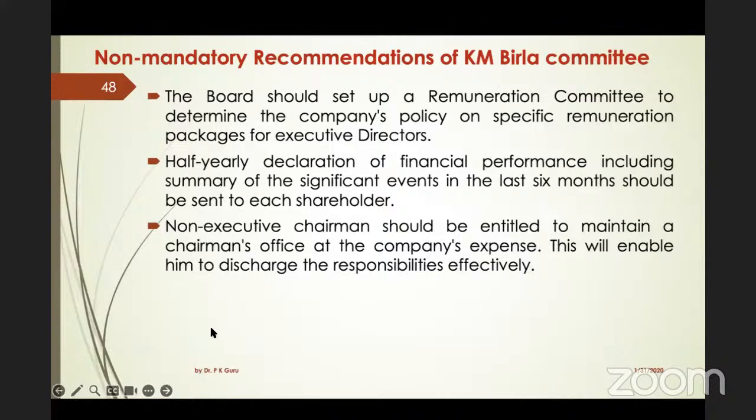You know why these rules are there? In many companies, the promoters exploited these points and spent a lot of money refurbishing their house, saying that this is a home office. So all that has now been regulated.